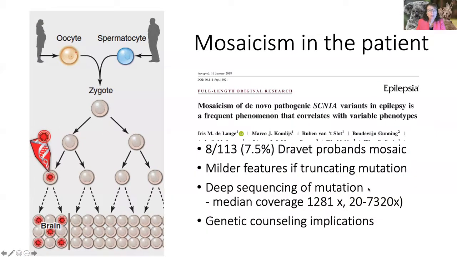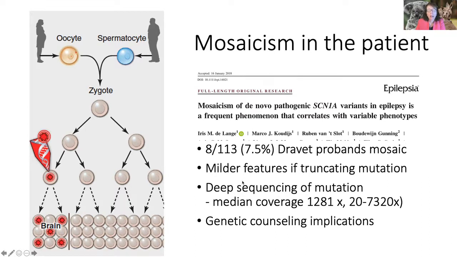So let's think about the patient first. And this is from a lovely Dutch study where Iris de Lange and her colleagues looked at 113 patients with Dravet syndrome with SCN1A mutations, and they covered each child's mutation more than 1,000 times to see if there was any evidence of mosaicism in that child with Dravet syndrome. And they found that 7.5% of their Dravet probands were actually mosaic. So the patient was mosaic, and this would have been missed with classical sequencing.